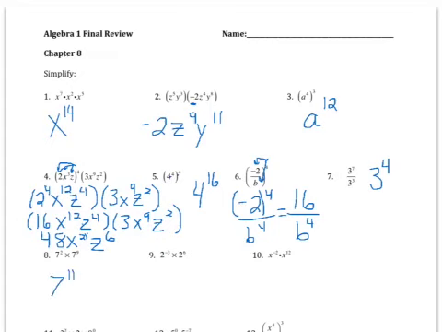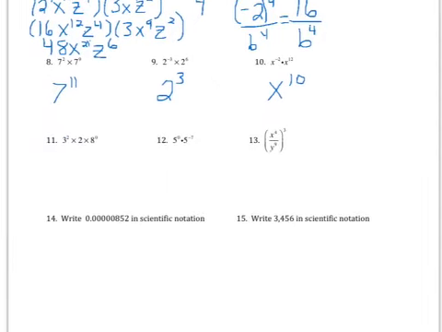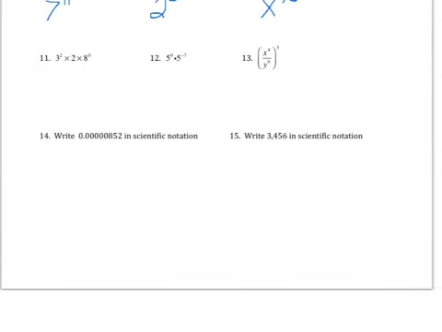Number 9 works the same way. We're multiplying, so we want to add our exponents. So the answer is 2 to the 3rd. And number 10, again, we're adding, so x to the 10th. Moving on down to our last few problems.